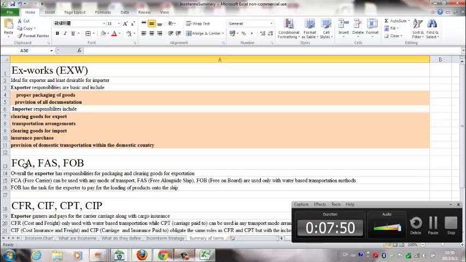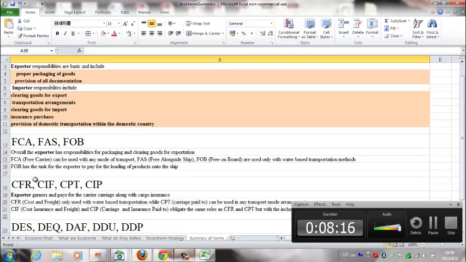Now if we look at the F terms, FCA, FAS, and FOB. So overall the exporter has responsibilities for packaging and clearing goods for exportation. FCA, free carrier, can be used with any mode of transport, while FAS and FOB, the free alongside ship and the free on board, are only used with water-based transportation methods. The FOB has a task for the exporter, though, to pay for the loading of products onto the ship.